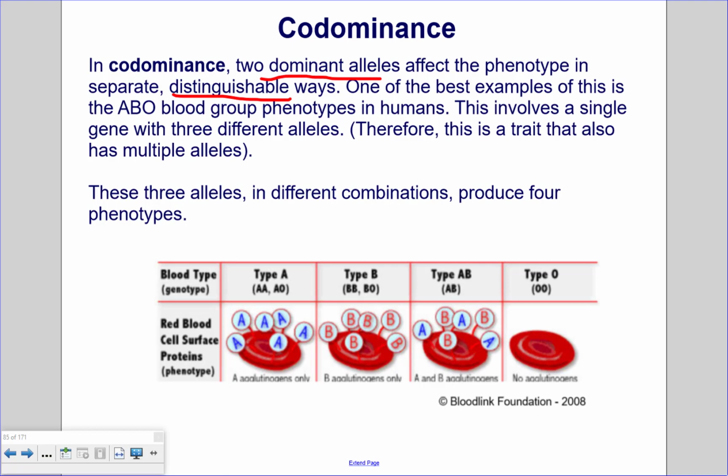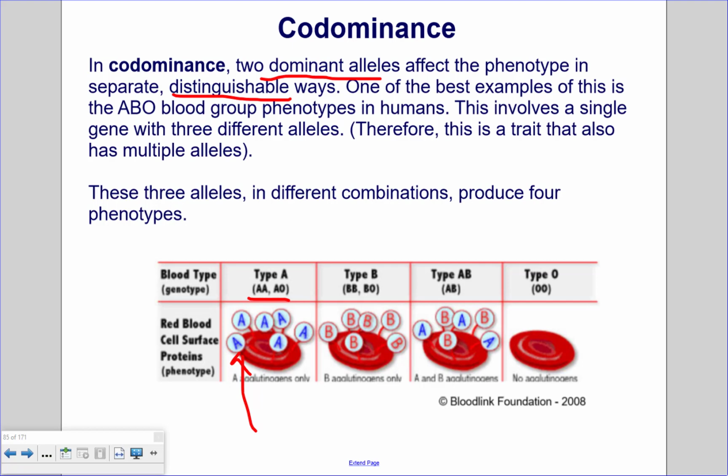Keep in mind that though this gene has three alleles, any one individual can only carry two alleles at a time. So blood type A has genotypes AA and AO. If you are type A blood, you have these A proteins on the surface of the blood cells. Type B, BB or BO, means you have the B proteins on the blood cells.